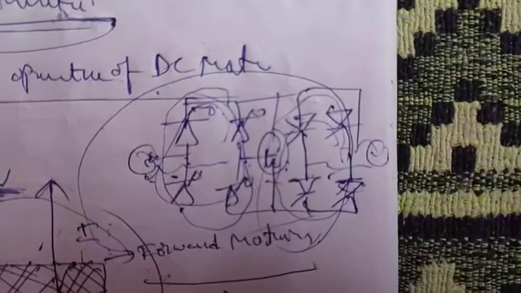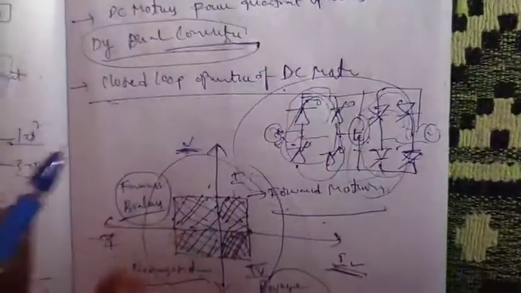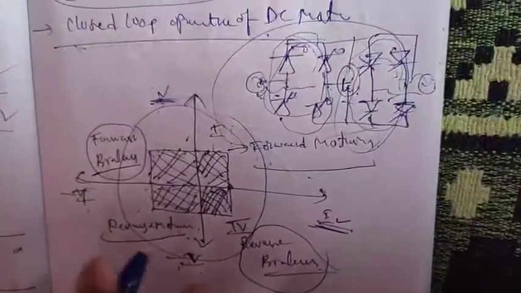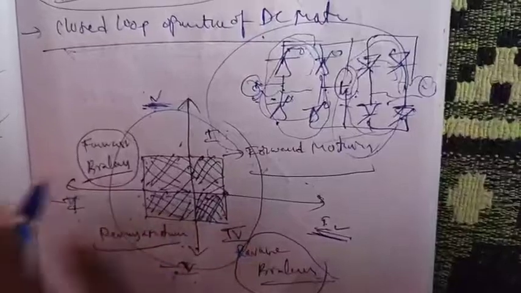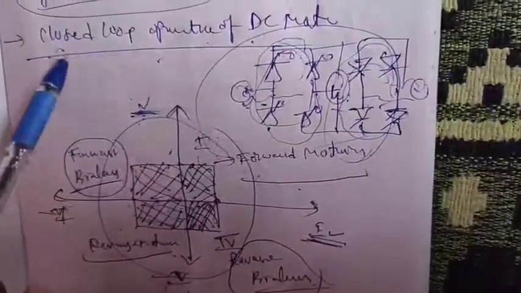And at the same time we see the closed loop operation of a DC motor. If you connect a source to the load, and if there is any error in operation, this error is sent through a sensing element to the controller. That is closed loop operation, a closed loop control system.